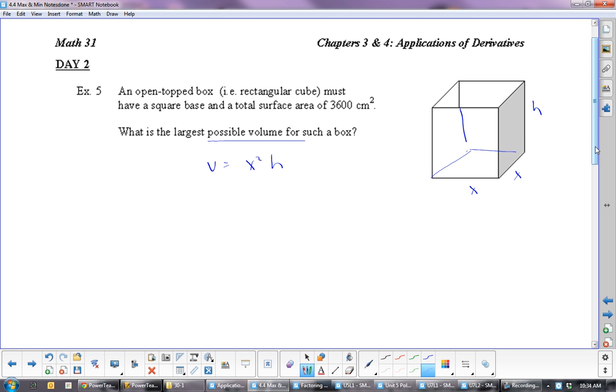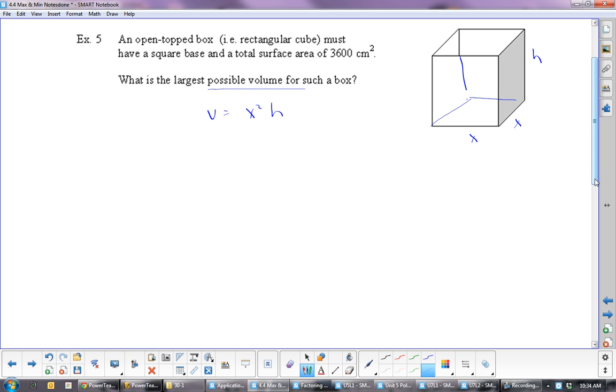H is probably easier to get rid of, because if you start getting rid of X, you've got to square it. So we've got a plan. We want to get rid of H. You do have to think a couple moves ahead and go, I can't have 3 variables. I've got to get rid of 1. H seems to be easier, it's not squared. How am I going to get rid of H? I need another formula where H and X are related to each other.